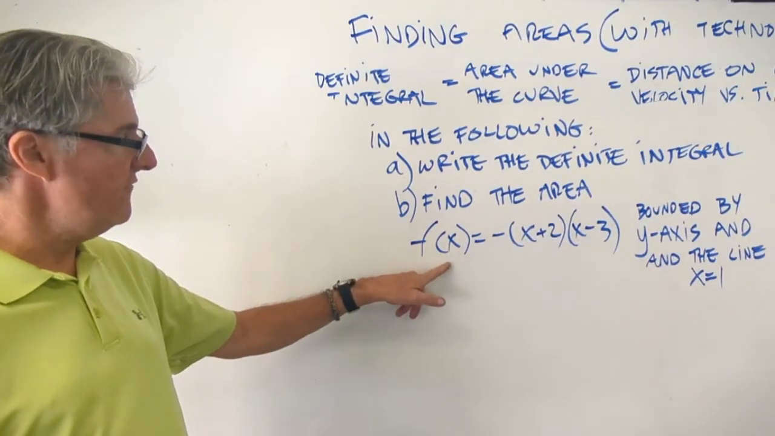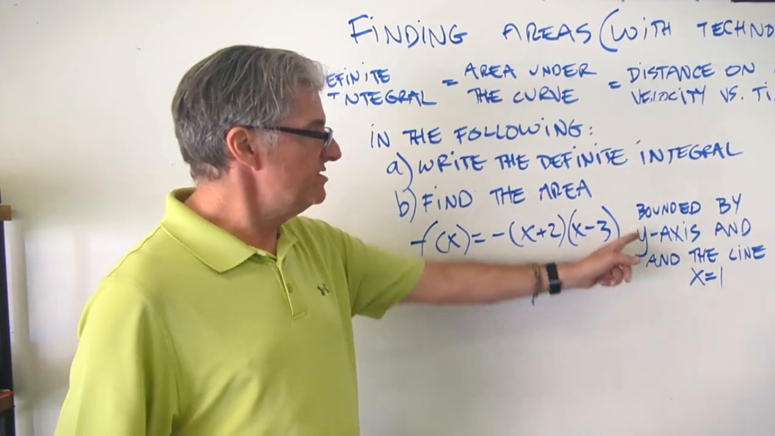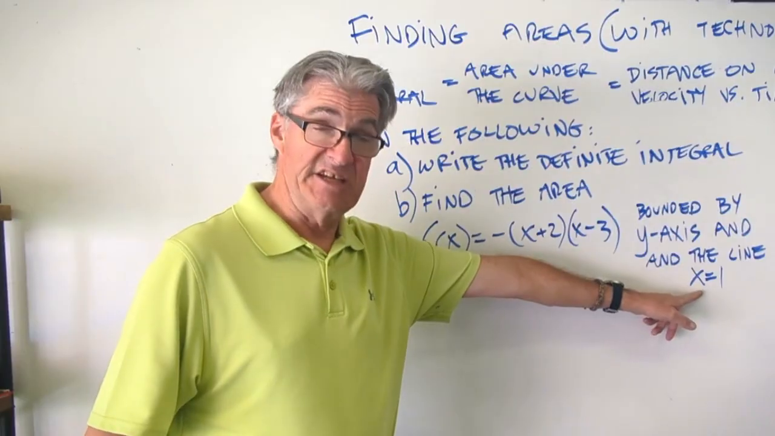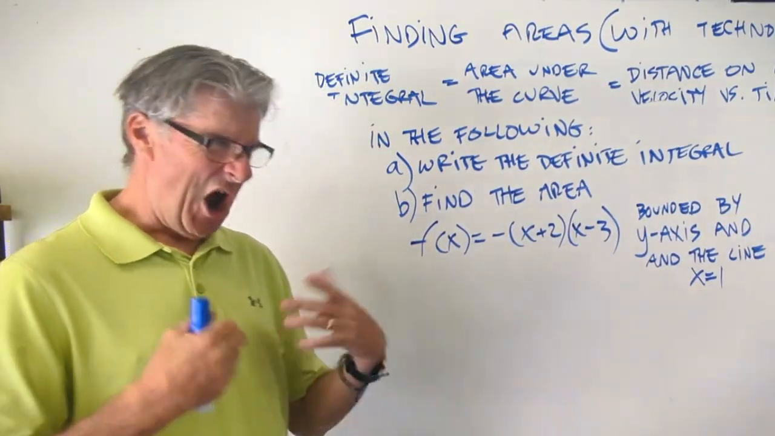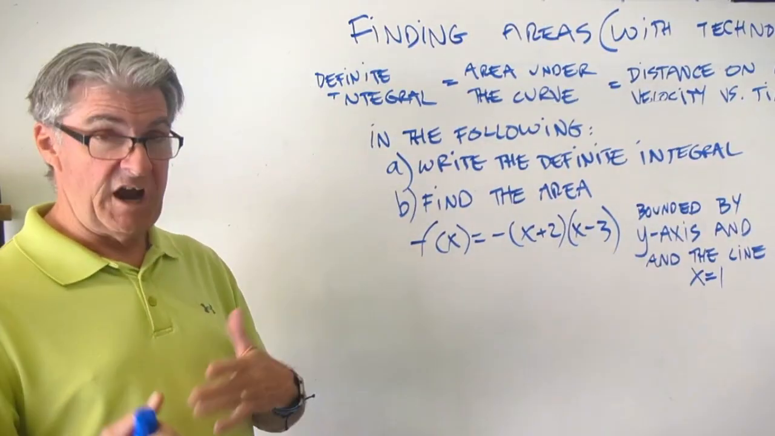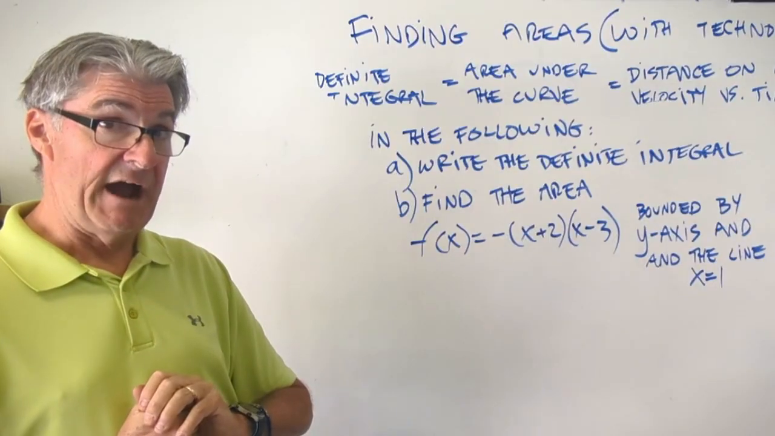So my function here is f of x equals negative (x plus 2) times (x minus 3), and it's bounded by the y-axis and the line x equals 1. So again, we're giving you a function that's hard to visualize, so you need to take a look at the graph so you can figure out what your a and your b terms are. So pause the video and draw your graph.